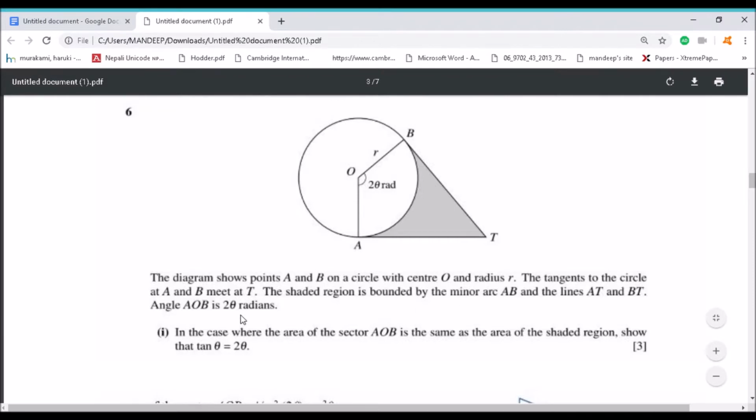Angle AOB is 2 theta radians. So minor arc AB and the lines AT and BT. So this is the shaded area. In the case where the area of the sector AOB is the same as the area of the shaded region, show that tan theta equals 2 theta.